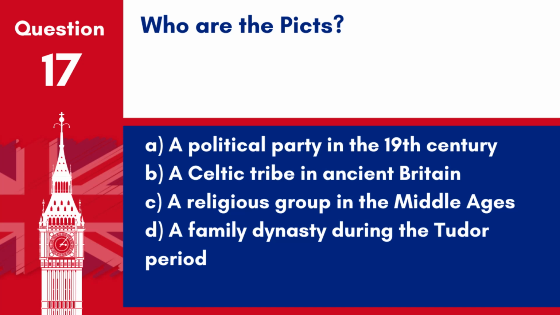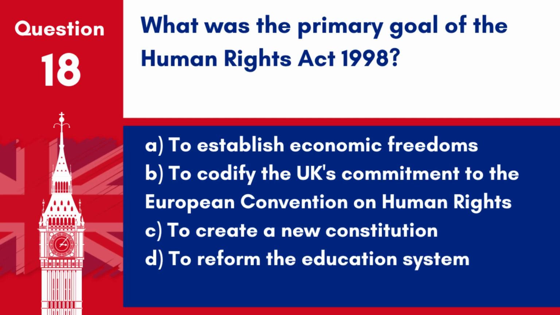Question 17. Who are the Picts? A. A political party in the 19th century. B. A Celtic tribe in ancient Britain. C. A religious group in the Middle Ages. D. A family dynasty during the Tudor period. Answer: B. A Celtic tribe in ancient Britain. The Picts were a group of Celtic-speaking people who lived in what is now Scotland during the Late Iron Age and early medieval periods.